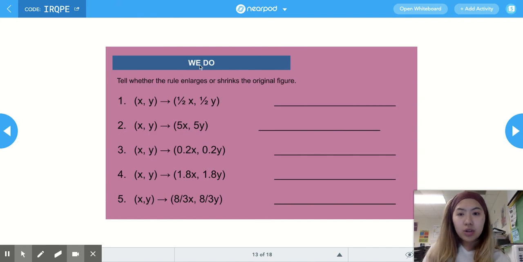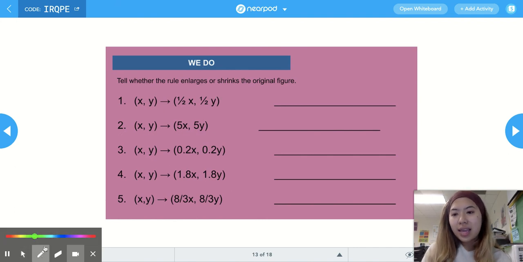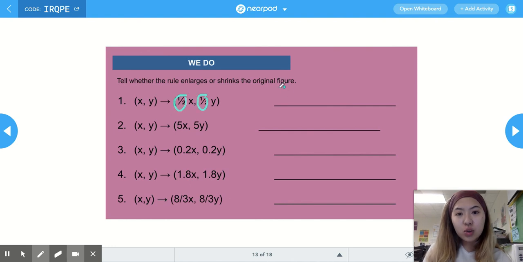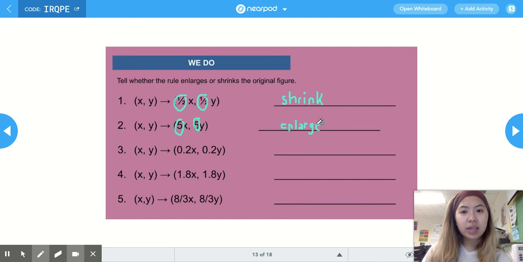So something to know, a trick for the rule, is that if the coefficient is less than 1, it's going to shrink the original figure. And if the coefficient is greater than 1, like we've seen, it's going to enlarge the figure. So this understanding of the coefficient being either less than 1 or greater than 1 and how it will change the dilated shape is important to know.